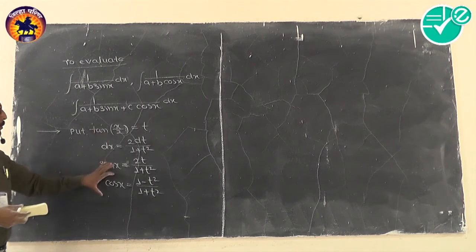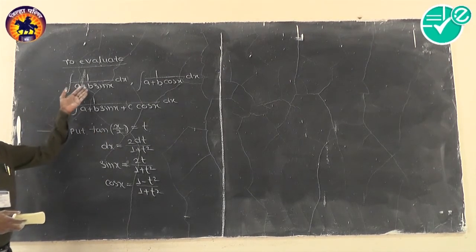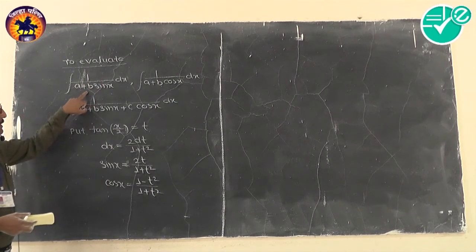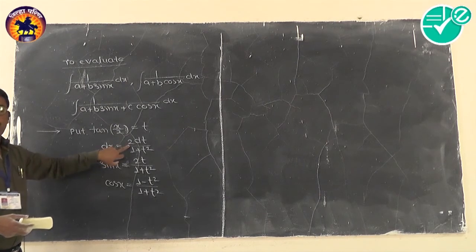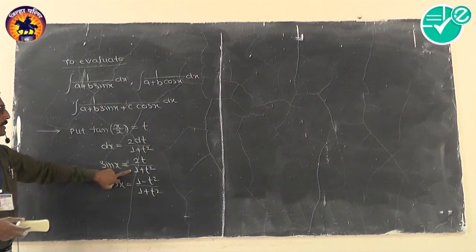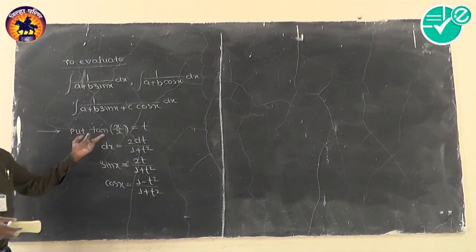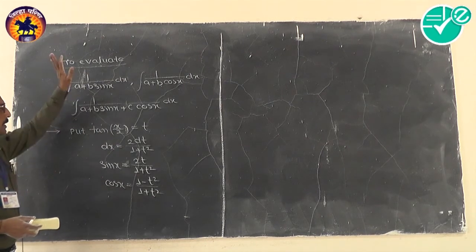Now just put the values. Suppose this problem is asked in CET or in board pattern, then in this problem replace dx by 2 dt upon 1 plus t square, replace sin x by 2t upon 1 plus t square, and the substitution is every time the same. It is tan x by 2 equal to t. With this substitution we can solve such types of integrals.